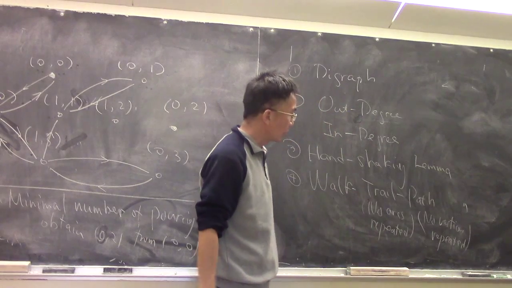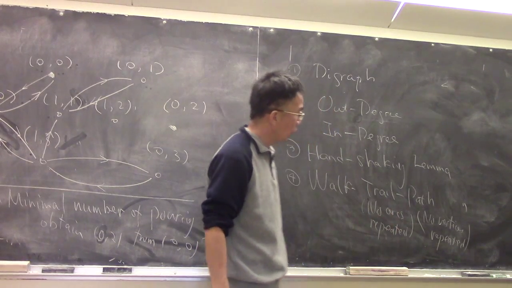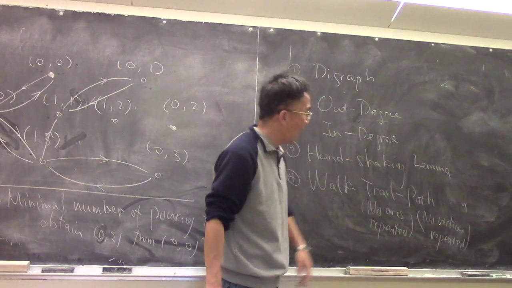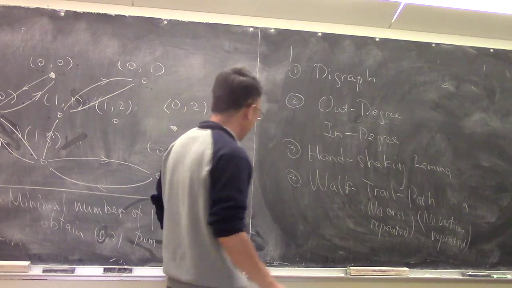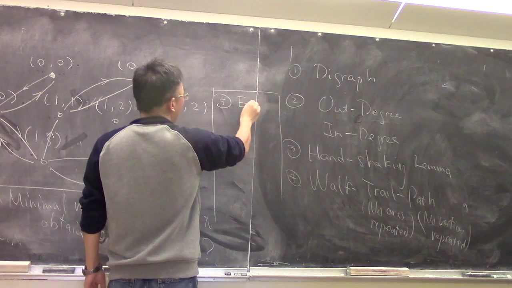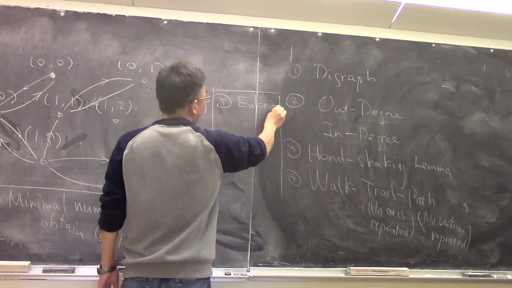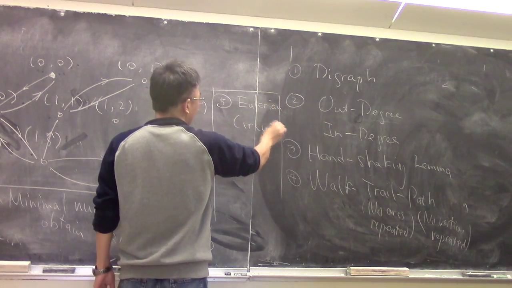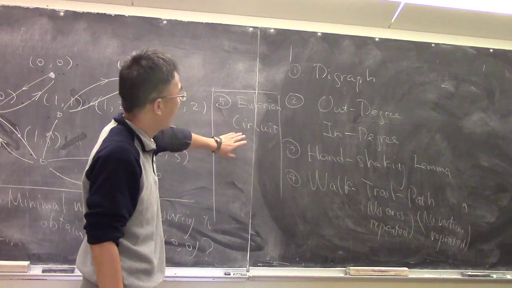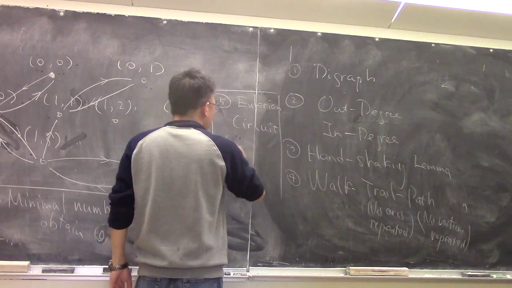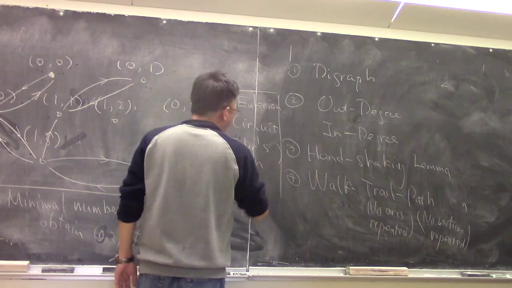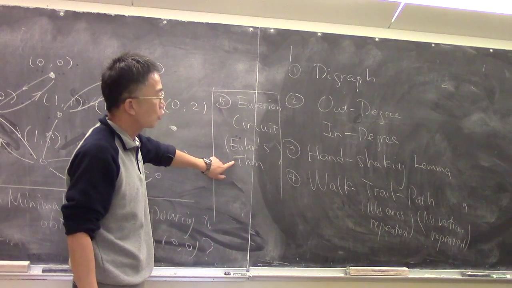For a closed trail we call it a circuit, and for a closed path we call it a cycle, right? And then we quickly introduce the Euler circuit. Euler circuit means you have to go through every arc on the graph, right? And when will it exist? So this is Euler's theorem. On each vertex, the in degree should equal the out degree, right?